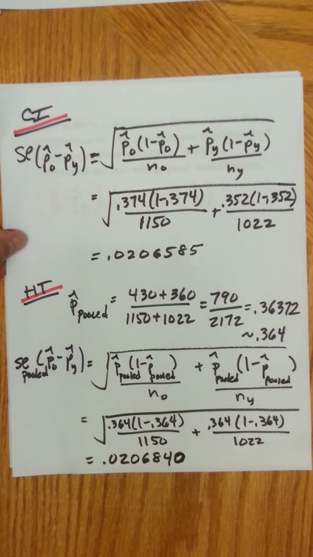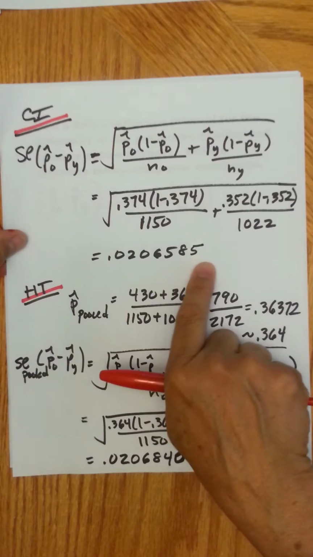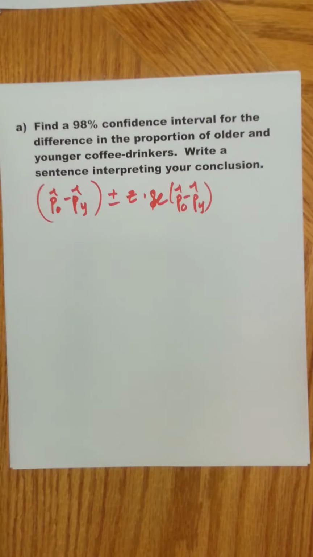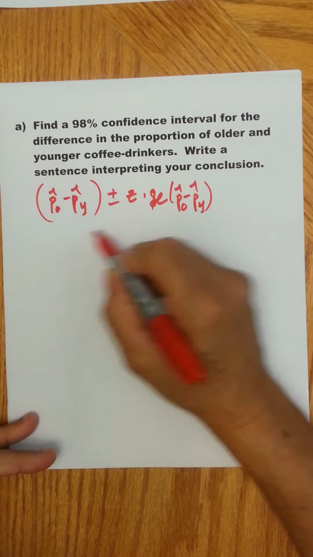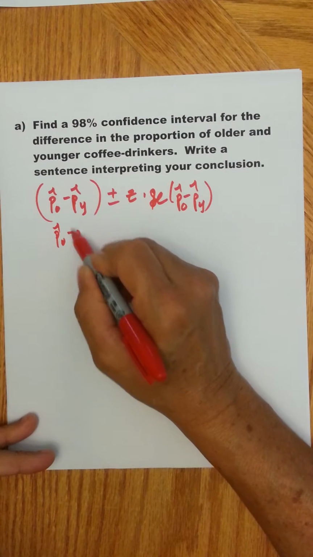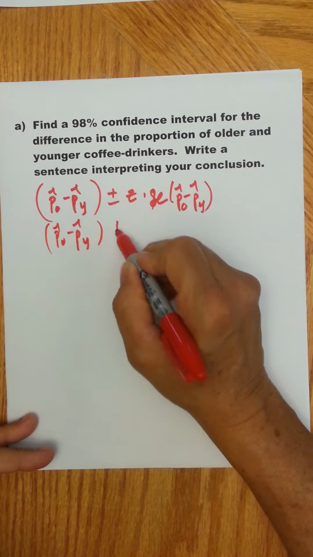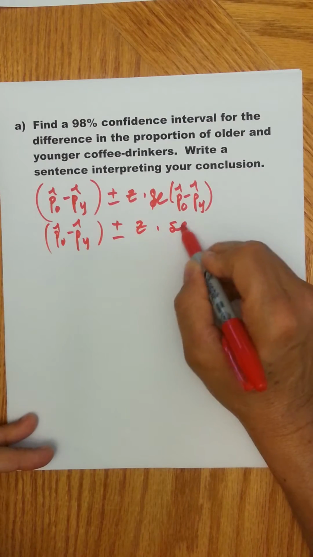For the confidence interval, you should get this, and you might want to pause the video and see if you get the same thing. 0.0206585. And also just another comment. I could have written this as p hat old minus p hat young plus or minus z times standard error.